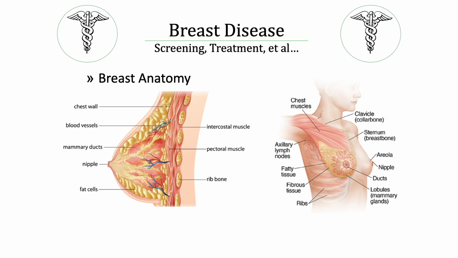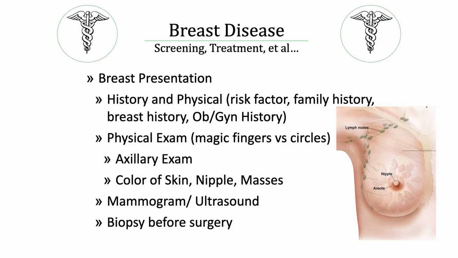With regards to taking care of breast cancer or breast disease patients, all of this starts with a history and physical. You have to go over the risk factors, family history, all that good stuff, and then the physical exam. Physical exam can be broken up into two different types. You're either looking at what I like to call magic fingers or circles. These are the basis of almost all breast cancer examinations.